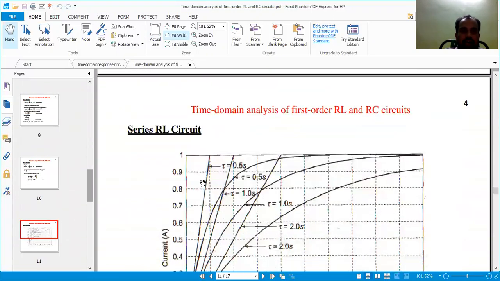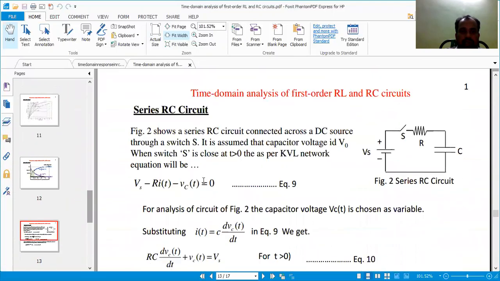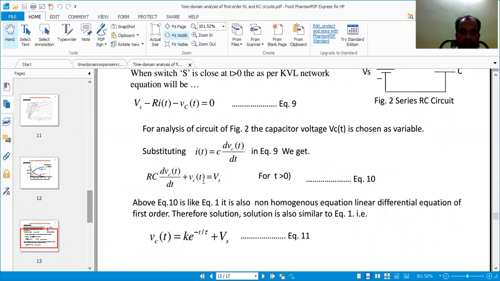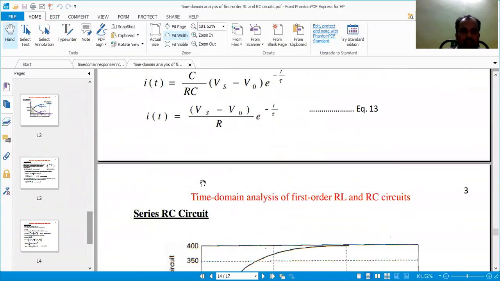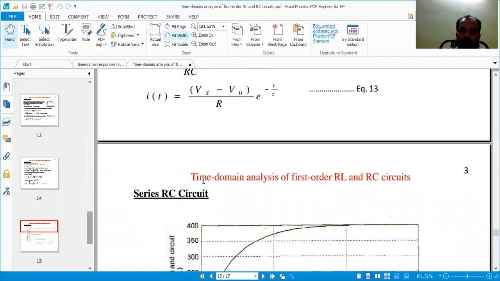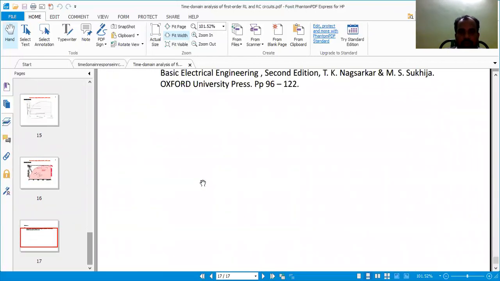Okay. This is the RL circuit diagram. In RC circuits, we have Vs minus R into I of t minus Vc of t. Okay. In RC circuits, the final value is I of t equals Vs minus V naught by R into e to the power of minus t by tau. Okay, thank you.